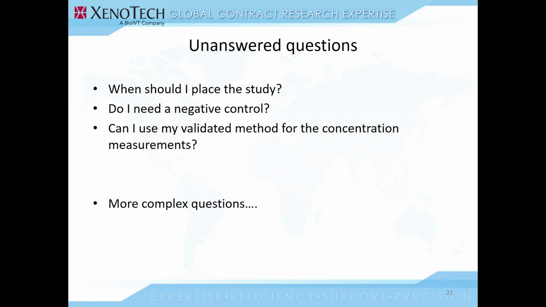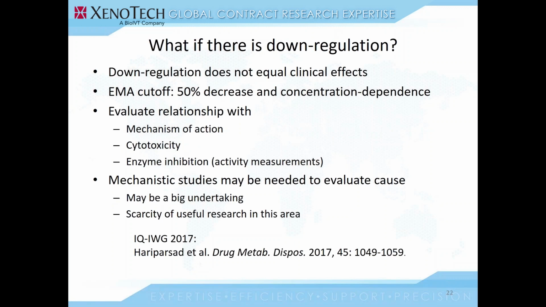And then there are a couple of more complex questions that we need to address. Sometimes in these studies, you see downregulation of the enzymes. And first of all, that does not necessarily mean that that's a thing that will happen in the clinic. I mentioned earlier this 2017 Induction Working Group paper. It's very interesting. It talks about challenges with 2Cs and it talks about downregulation. Now, there is a cutoff for what does downregulation actually mean. When do we really truly have downregulation?